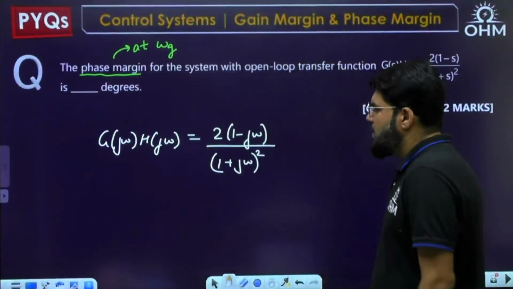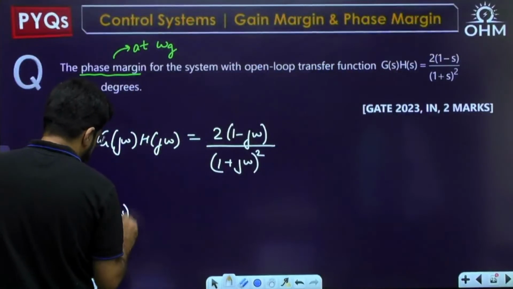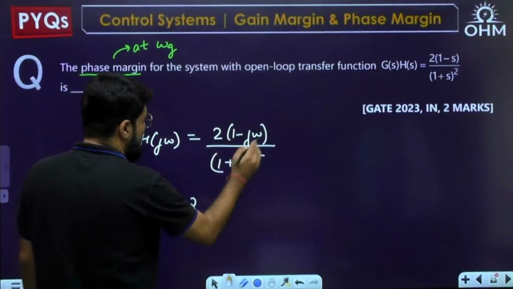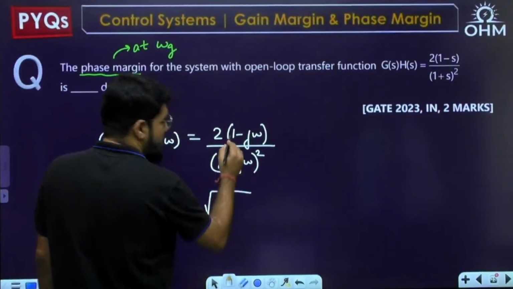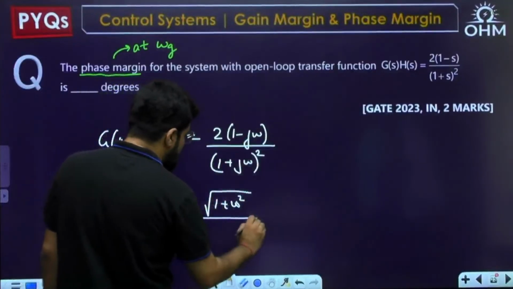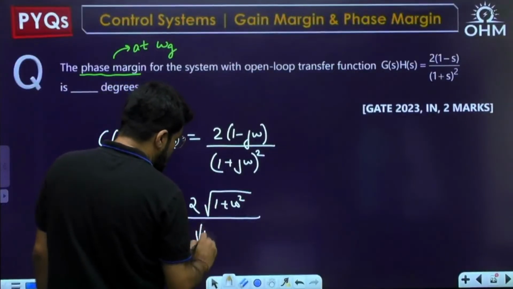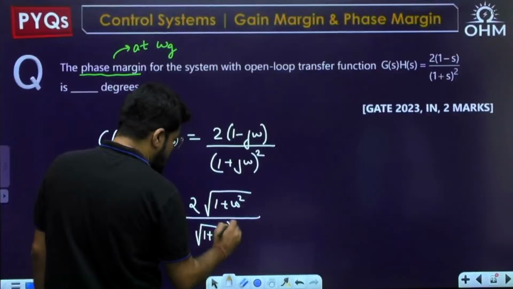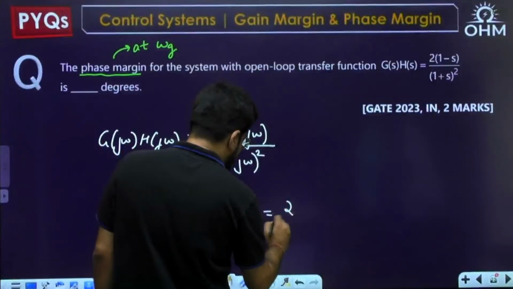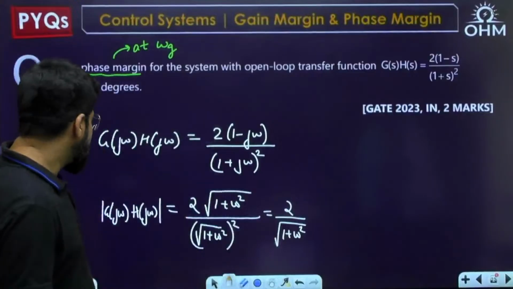Right. Now, what is the magnitude function? Let us write down the magnitude function. So that's going to be 2 times (1 minus j omega). Magnitude is anyways under root 1 plus omega square only. For x plus jy or x minus jy, magnitude is under root x square plus y square. Now this is 1 plus j omega, magnitude is under root 1 plus omega square, but whole square. So one of the terms will get cancelled and the magnitude function is 2 upon under root 1 plus omega square.